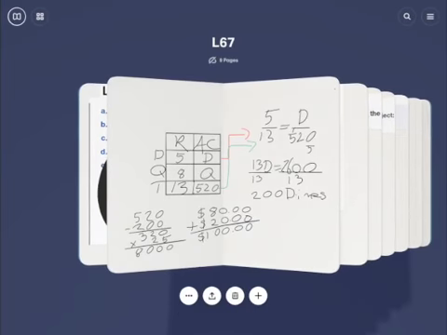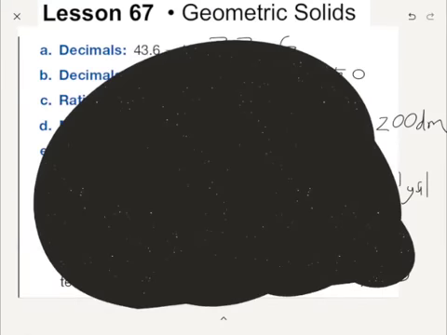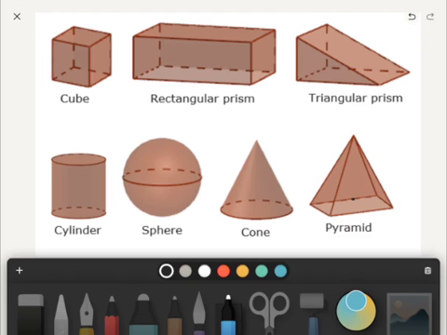We did that. Okay, so if we look at the top here, our lesson today is geometric solids, which will be a bit different than our usual kind of lesson because this isn't really a lot of calculation, it's more of a discussion than anything else.